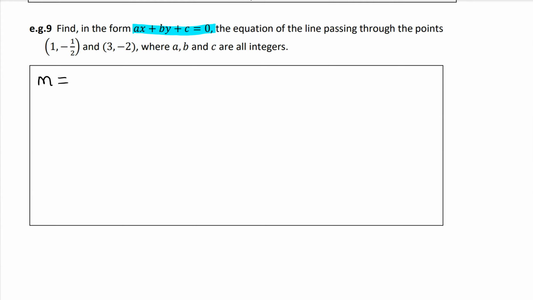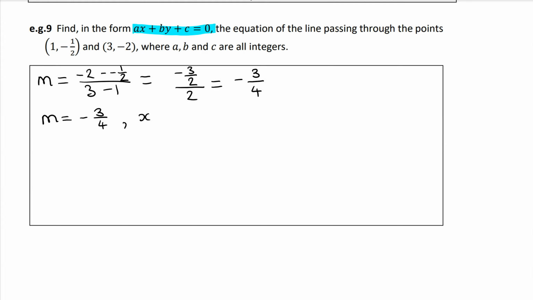So I'm going to find the gradient by firstly doing y2 minus y1 and then x2 minus x1 to get -3 over 2, which is then going to simplify to -3 over 4. So I've got a gradient and I know at least 1 point. This time I'm going to use the second point just because I've not got a fraction. It's up to you which one you want to use, but I'm going to use the second point, (3, -2) there.